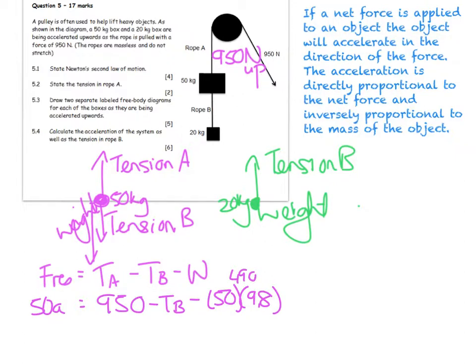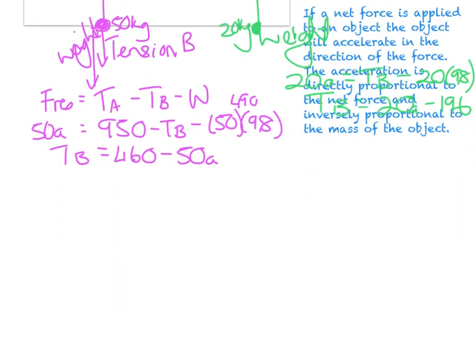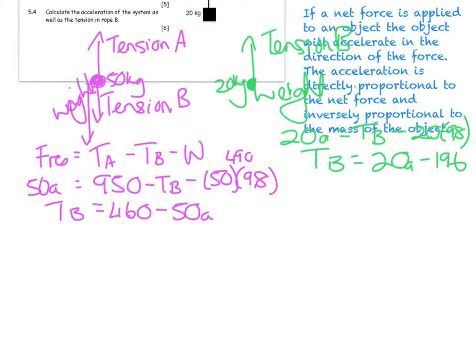On the other side, what have I got? I've got 20A, force resultant, is equal to big minus small. Whole system's moving up, so TB minus 20 times 9,8. When I rearrange those, I'll get that TB is equal to 460 minus 50A, and over here TB is equal to 20A plus 196.